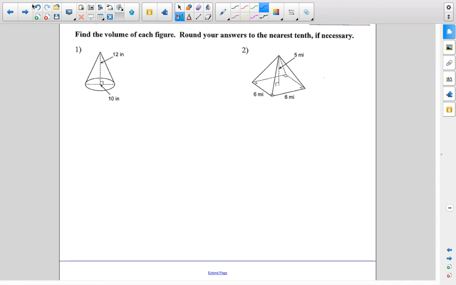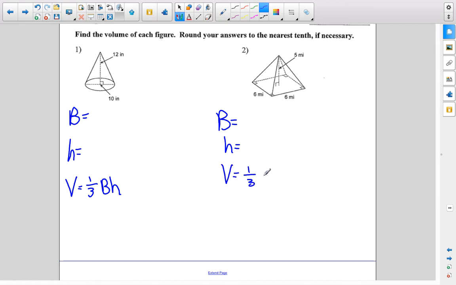Okay, let's look at our homework problems. And those homework problems will be on page 17, starting on 17. We'll do a couple practice problems together. Let's see if you can find the area of the base, the perpendicular height, and then the volume, which I'm going to remind you, start with 1/3 times the area of the base times the height. And let's try the same thing with number 2. See if you can find the area of the base, it's a square, the perpendicular height, and then the volume, 1/3 the area of the base times the height. Take a minute now and see if you can do that.